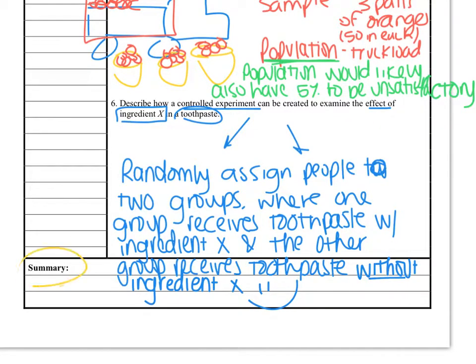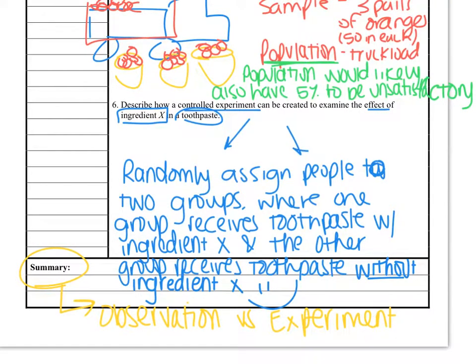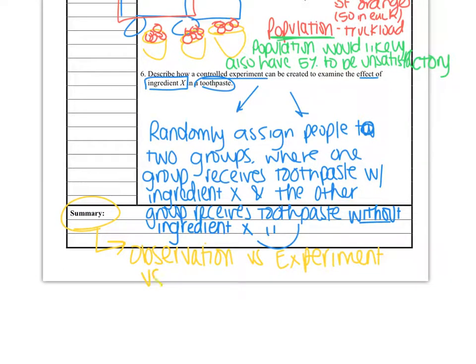Take a minute to write your summary. Think about what you can say about observations versus an experiment versus a study. And then also think about what you could say about bias. How can you create a non-biased sample?